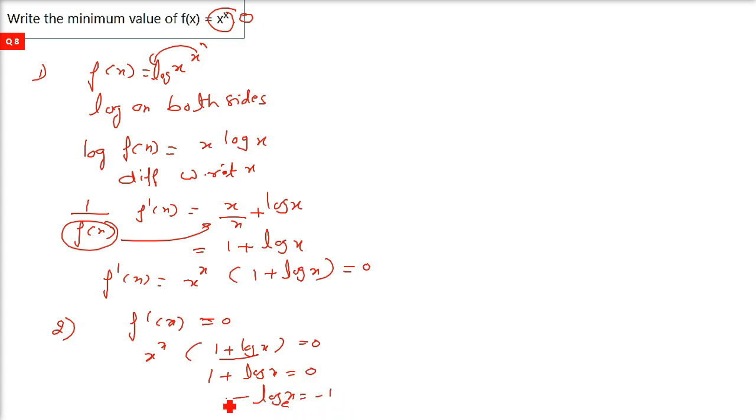So when we equate it to 0, you get log x equals negative 1. That means when we have log base a of b equals c, that simply means a power c is b. So e raised minus 1 will be equal to x. So x is equal to 1 by e. This is x equals 1 by e. So we need to find out the value here. Next thing is to equate it. So what is the minimum value and maximum value?